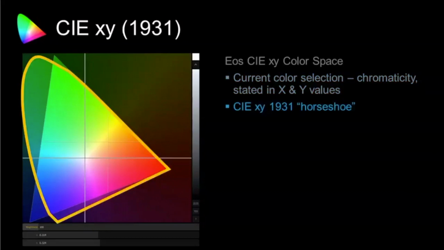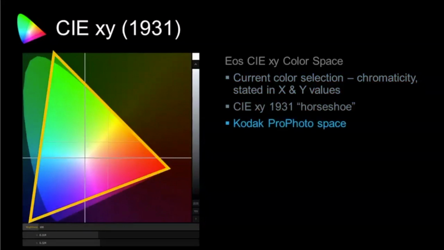You'll also see that in the background here, we overlaid the horseshoe, right? So you can see the CIE space. And we also have an overlay, which is the Kodak ProPhoto space, which is a widely accepted color gamut. We'll get into gamuts in a little bit. So a lot of computer programs in particular use the Kodak ProPhoto space. So that is there as a reference for you if you're using things like that.